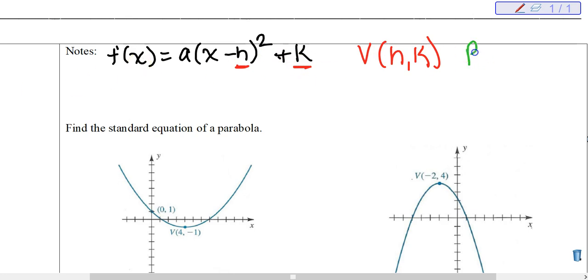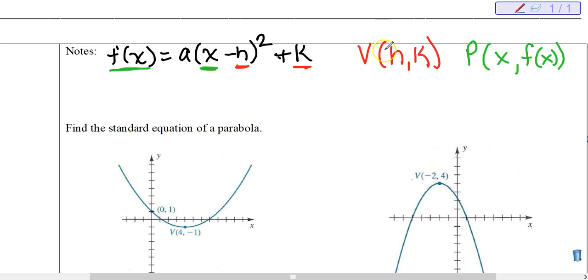And then some random point on the parabola. It might be an x-intercept, it might be a y-intercept, it might just be some random point. And that'll be our x and y, in other words, f of x. And we will plug them in to these two positions here. So what's the only thing missing from this equation? The a. And so that's what we'll be doing.